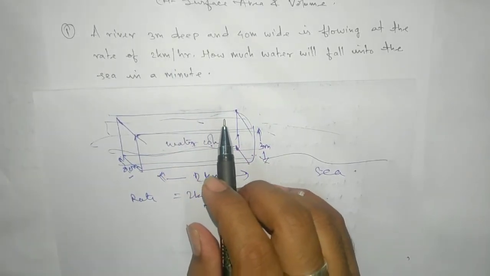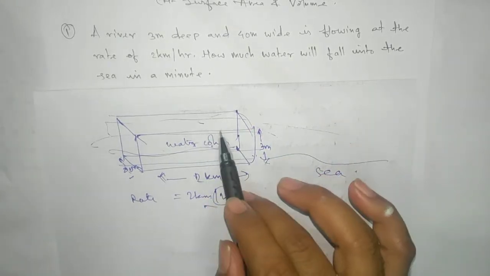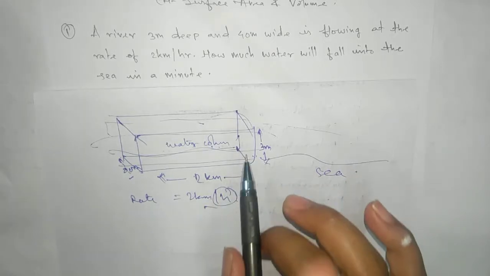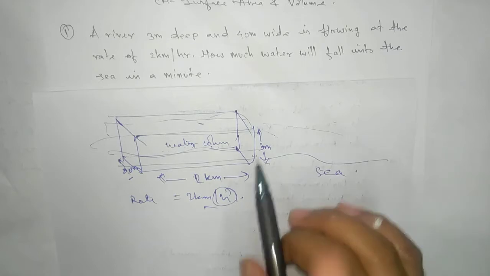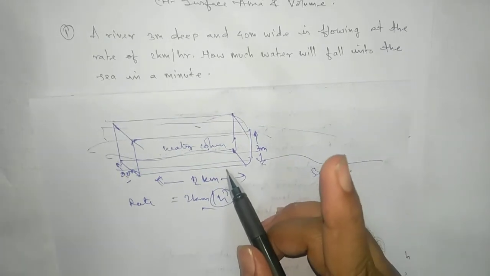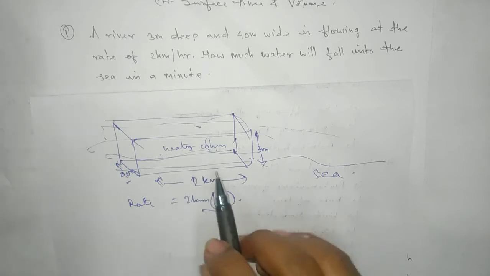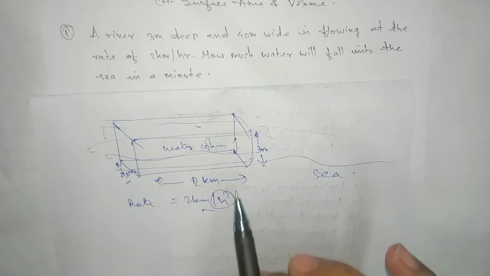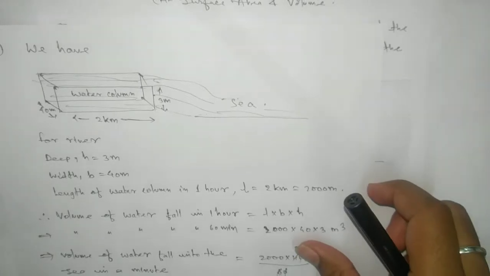Whatever the volume of the water column in 1 hour must be equal to the volume of water that falls into the sea in 1 hour. But we need to find it for 1 minute. In 1 hour how many minutes? 60 minutes. So the volume of water we get in 1 hour will be divided by 60 and we'll get our answer. Let's see here, we have solved the problem.